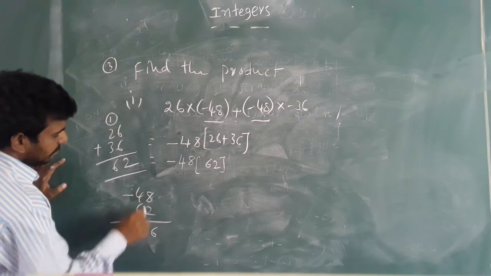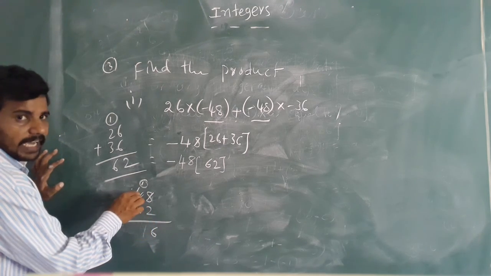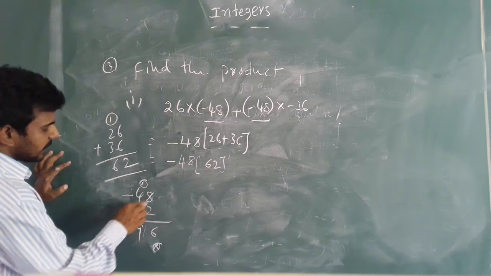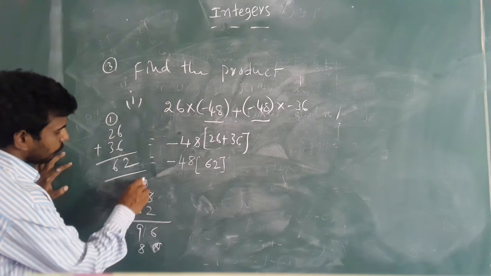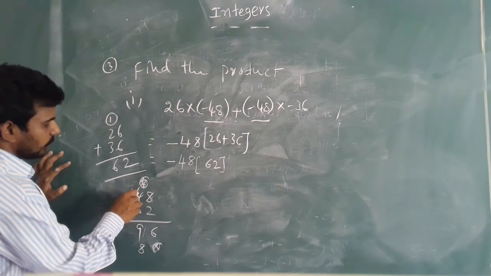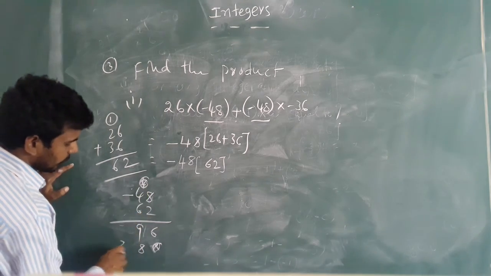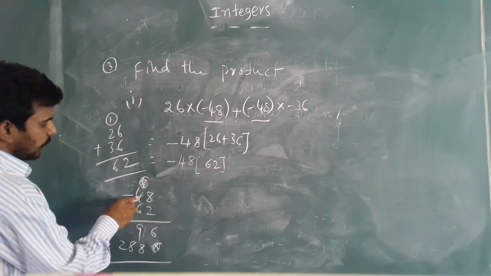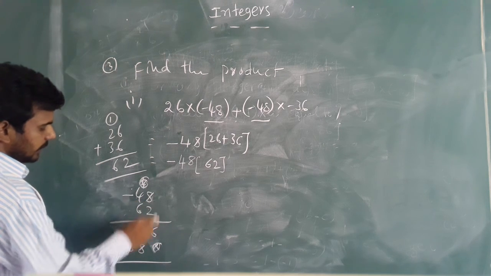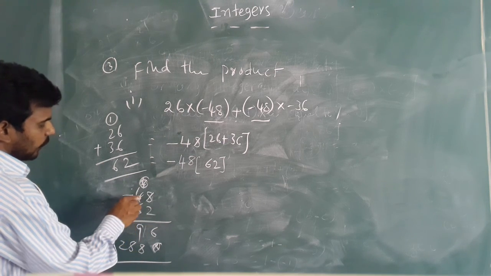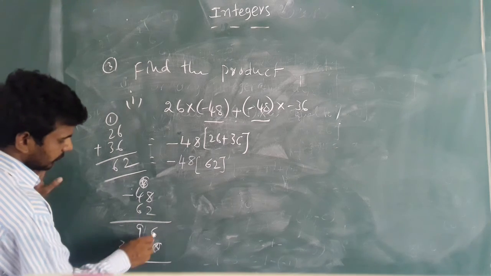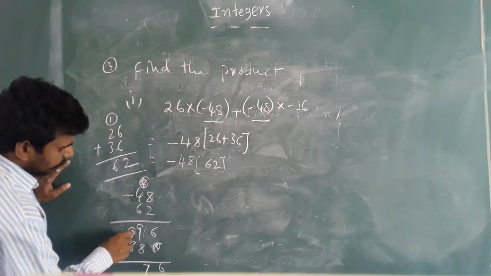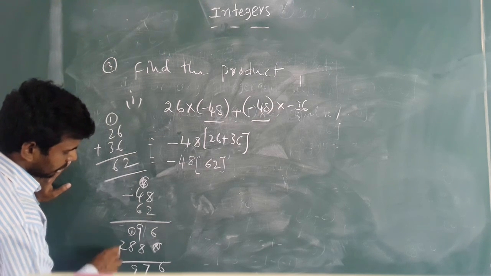2 8s are 16. 1 carry. 2 4s are 8. 8 plus 1, 9. Leave the 1 space. So 6 8s are how much, children? 48. 4 carry. Now 6 4s are 24. 24 plus 4, 28. Once again, children, 2 8s are 16. 1. 2 4s are 8 plus 1, 9. 6 8s are 48, 4 carry, 6 4s are 24 plus 4, 28. Now 6, 9 plus 8, 17, 1 carry, 1 plus 4, 5, 9, 2.